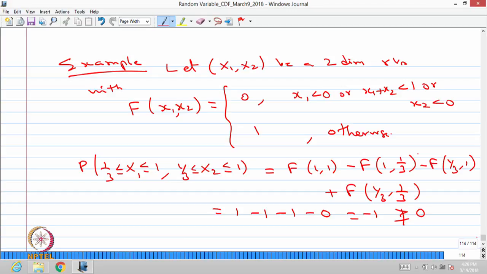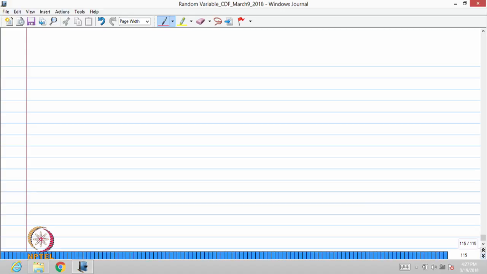So, for any arbitrary points, this third property has to be satisfied. Since the third property is not satisfied, you can conclude this F is not a CDF of the random vector x1 comma x2, or the two-dimensional random variable x1 comma x2. We will give some example in which that is going to be a CDF. So, example 2.